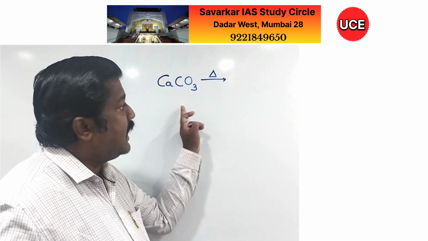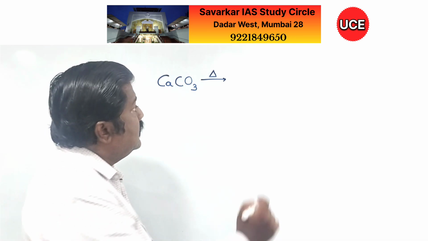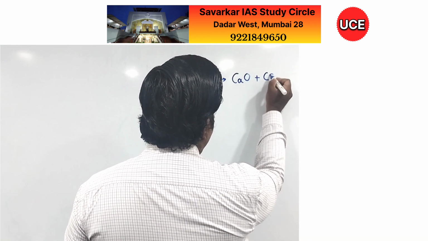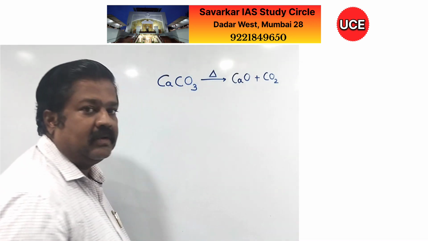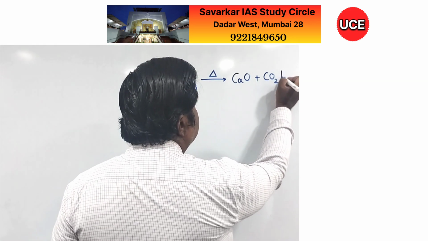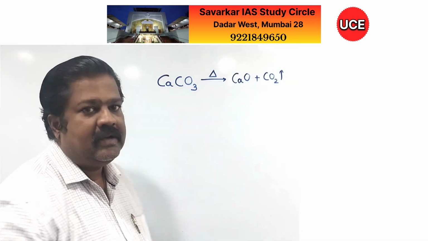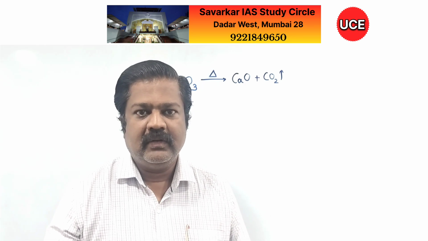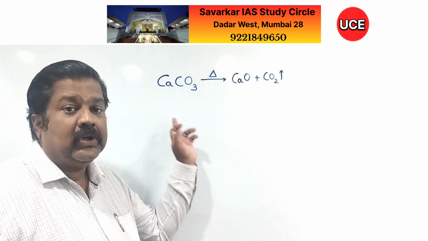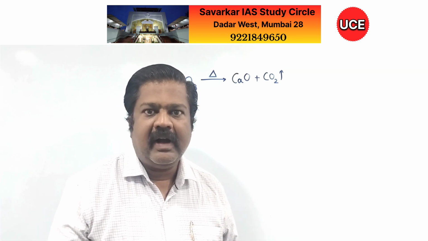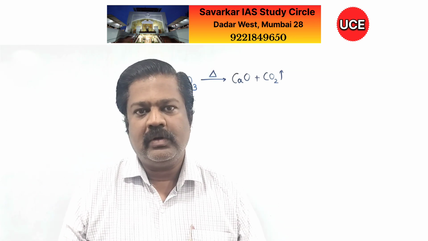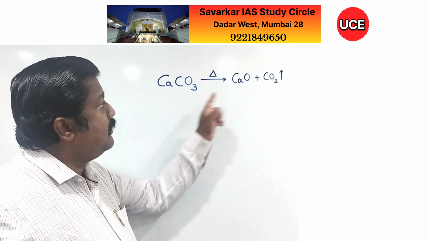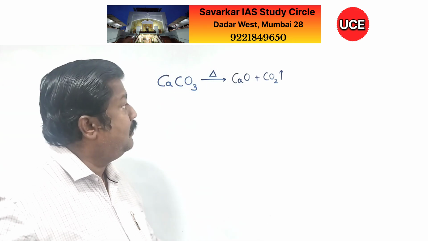So I am heating calcium carbonate strongly. I will get here calcium oxide plus carbon dioxide. In front of carbon dioxide I have to put an upward arrow, which indicates this is a gas. This is called thermal decomposition. Why thermal? Because we are heating and then substances are getting decomposed. So this decomposition is called thermal decomposition.